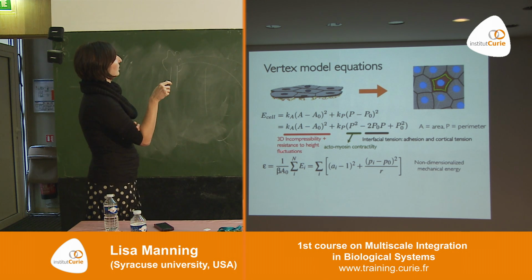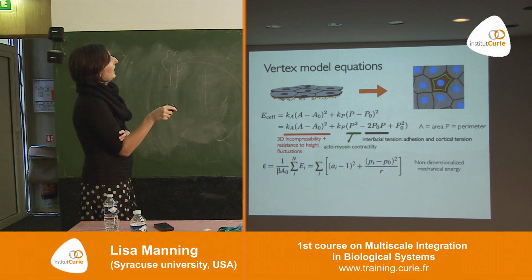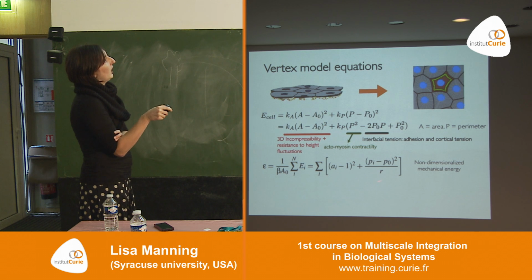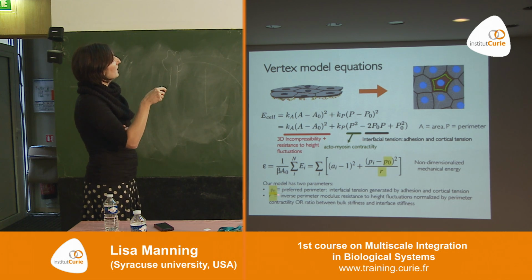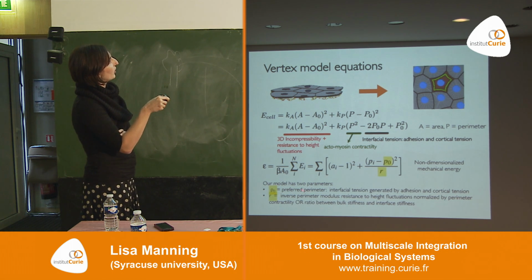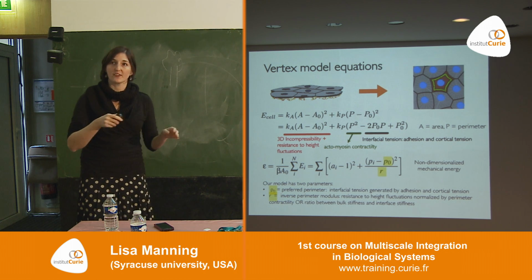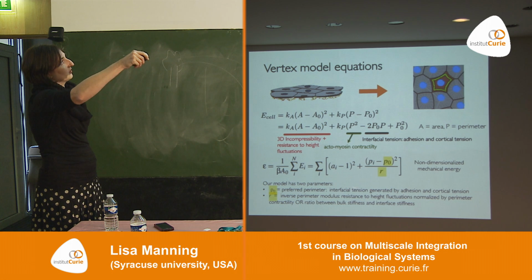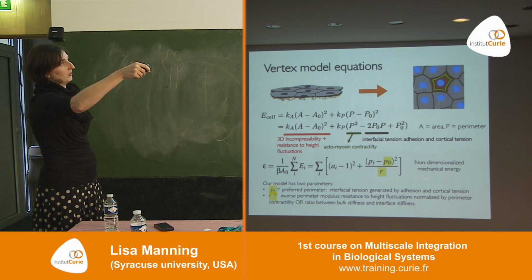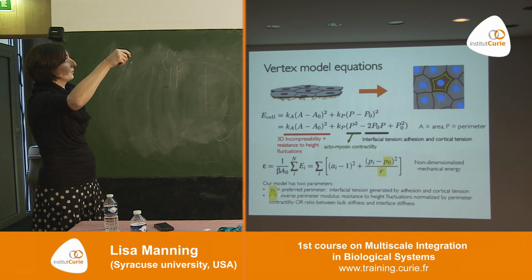And if I non-dimensionalize this, I have basically two model parameters left. This is the perimeter to area ratio for a single cell, and this is a model parameter. This P0 is the preferred perimeter. It's actually the perimeter to area ratio, but it's generated by interfacial tension, which is generated in turn by adhesive molecules and cortical tension. So that's one model parameter.